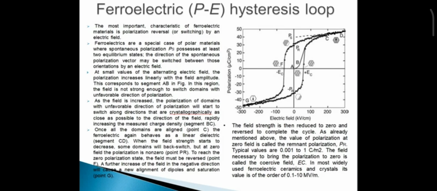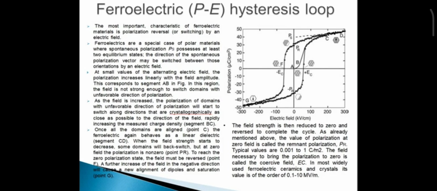As the field is increased, the polarization of domains with an unfavorable direction of polarization will start to switch along directions that are crystallographically as close as possible to the direction of the field. This rapidly increases the measured charge density from segment B to C, as you can notice in the figure. Once all the domains are aligned at point C, the ferroelectric again behaves as a linear dielectric and the polarization will increase linearly from point C to point D.